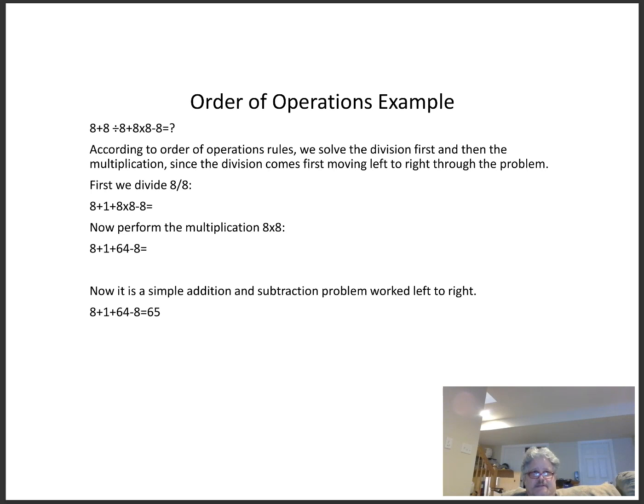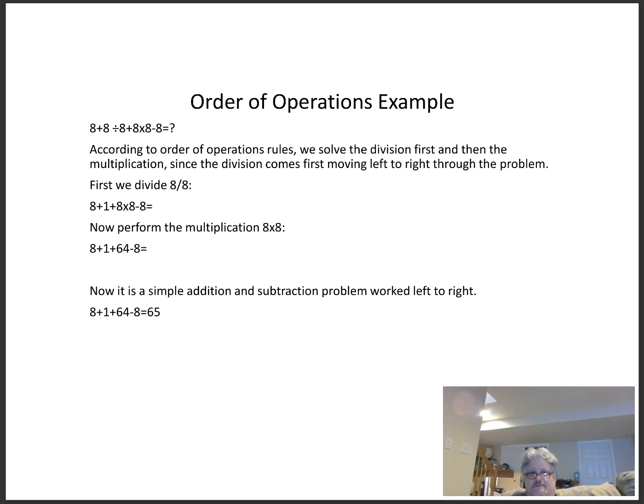Once again, it's 8 plus 8 divided by 8 plus 8 times 8 minus 8 equals. So according to order of operations rules, we're going to solve the division first and then the multiplication. And that's because the division comes first when we're moving left to right through the problem. So the first thing we're going to do is divide 8 by 8. 8 divided by 8 is what? It's equal to 1. So now we replace the 8 divided by 8 with a 1. So we have 8 plus 1 plus 8 times 8 minus 8 equals.